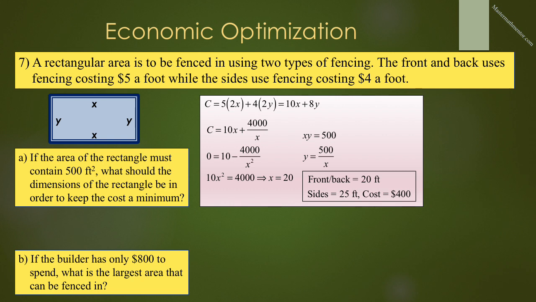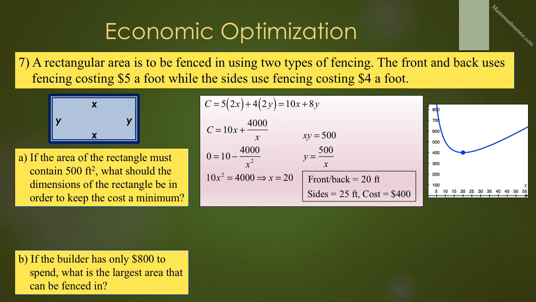So therefore the cost is 10x plus 4,000 over x, and taking the derivative we get 0 equals 10 minus 4,000 over x squared, or 10x squared is equal to 4,000 and x is equal to 20. So the front and back must be 20 feet, making the sides 25 feet. And therefore the cost of our rectangular area would be $400.